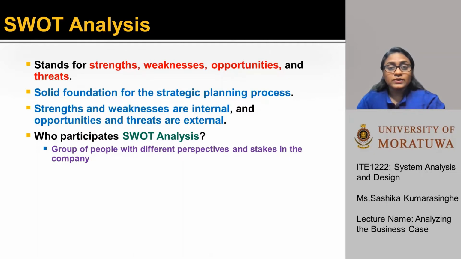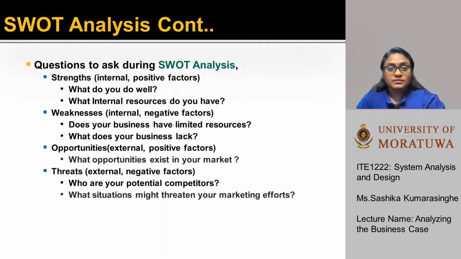The strengths and weaknesses are internal to the company, whereas opportunities and threats are external to the company. The strengths of the company are internal positive factors. You can ask several questions to figure out the strengths of the company. For example, you can ask, what do you do well? What internal resources do you have?